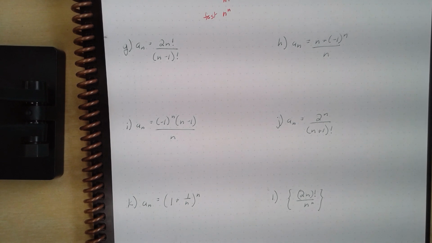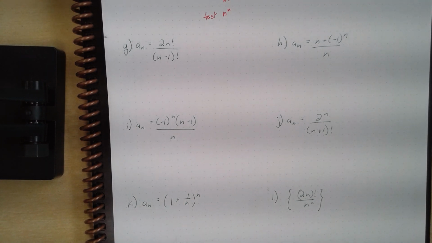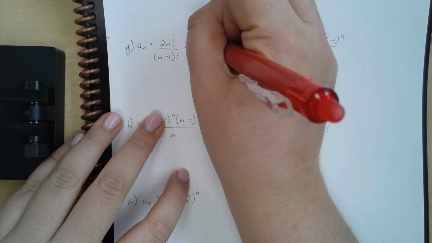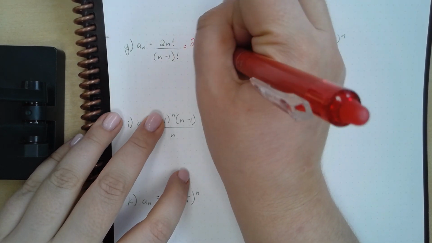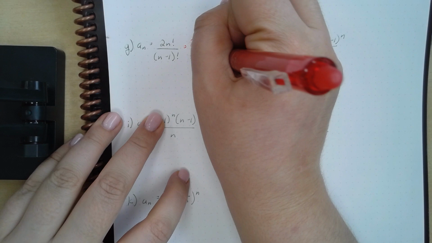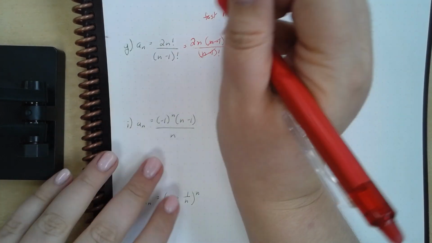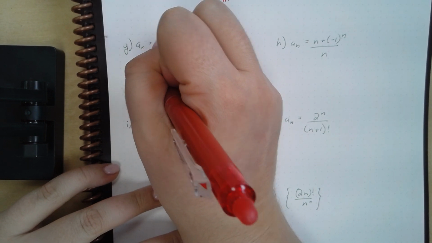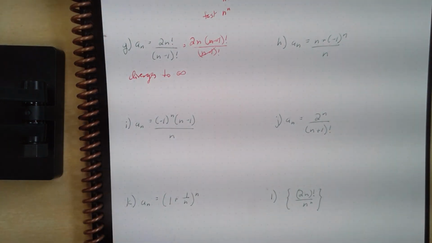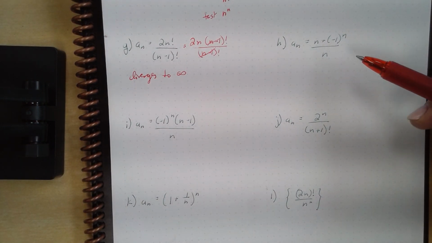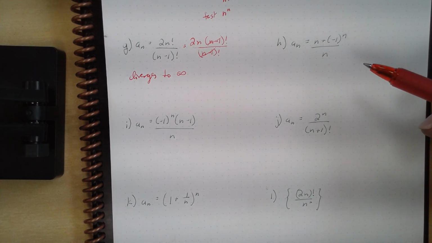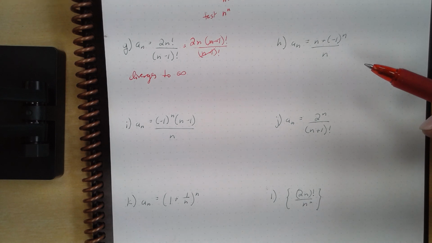Letter G, 2 factorial over n minus 1 factorial. Well, I can rewrite this as 2n times n minus 1 factorial over n minus 1 factorial. Those are going to cancel out. So then we have 2 times infinity. So this diverges to infinity.